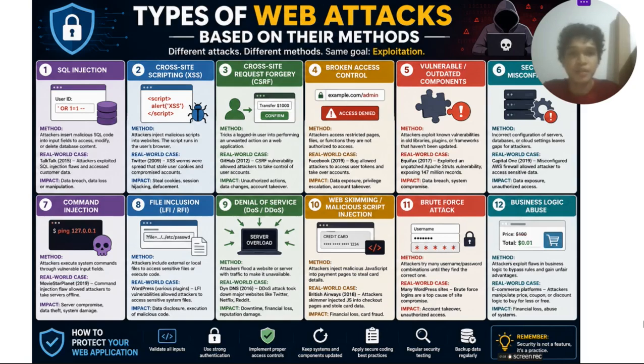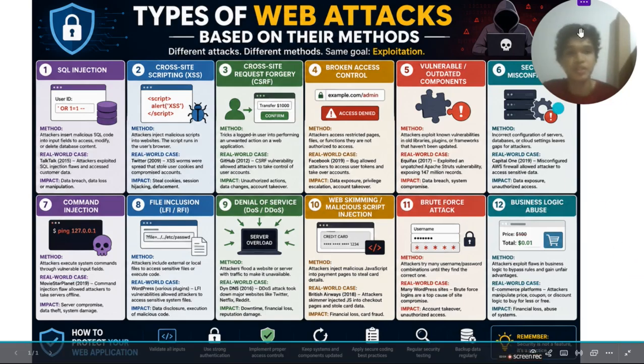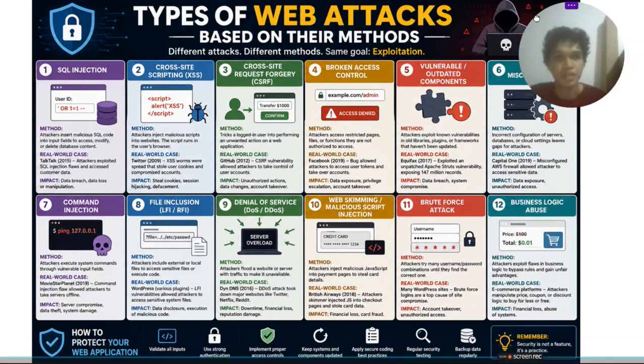And the fifth one is vulnerable and outdated components. Attackers exploited known vulnerabilities in old libraries, plugins, or frameworks that haven't been updated. The real world case here is in 2017, Equifax, which was exploited through an unpatched Apache Struts vulnerability, exposing 147 million records. Of course, the data breach is the compromise.